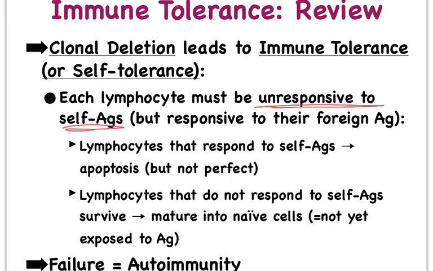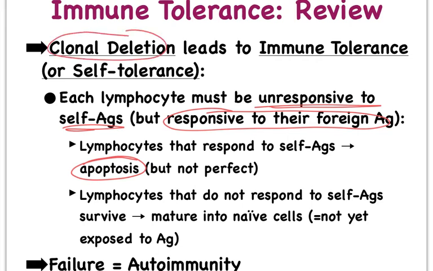Yet we want them to be responsive to foreign antigens, right? And if they malfunction in either situation, they are going to die by means of apoptosis. Now, it is possible that this so-called clonal deletion that leads to immune tolerance is not quite perfect. Let's take a look at this.